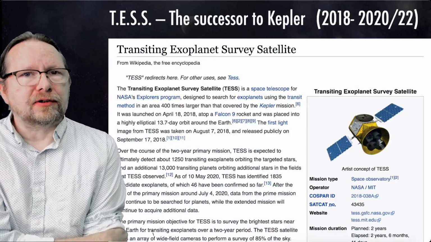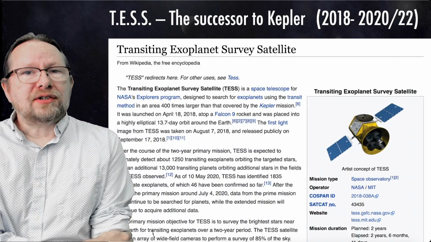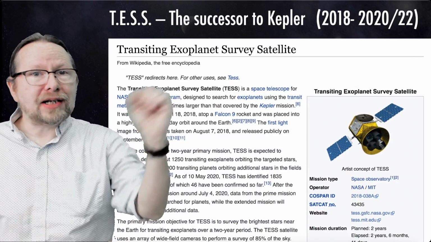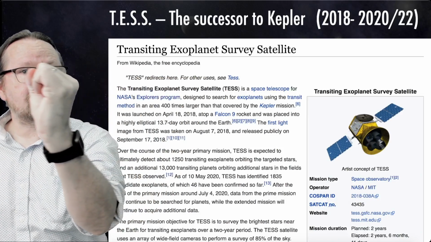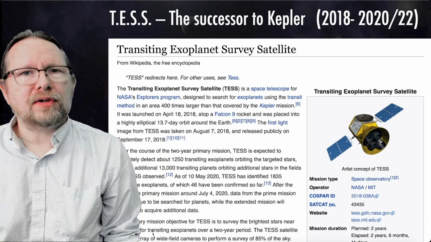The successor to Kepler is a satellite called TESS. TESS stands for Transiting Exoplanet Survey Satellite. Transiting means when one thing passes in front of another, so this is using the same photometry method of detecting a transit of a planet in front of its star.